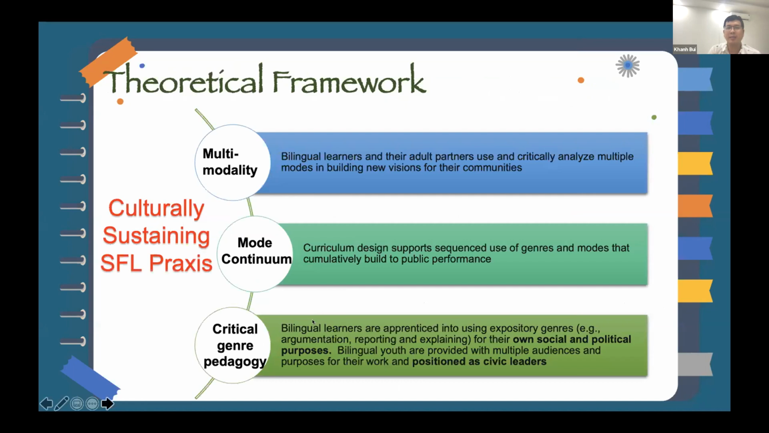The last thing in our theoretical framework is critical genre pedagogies. That means youth need to make arguments in front of the principal. As we say here, bilingual learners are apprenticed into using exploratory genres, for example argumentation, reporting, and explaining, for their own social and political purposes. Through the program, we help them form arguments so they can make their own arguments in front of the principals.